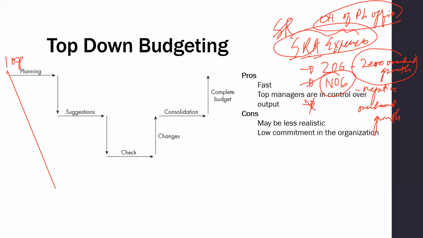Pag binigyan ka ng guidance na no, sasabihin sa'yo, o negative overhead growth kayo. So dapat mag-decrease ang overhead nyo. Sasabihin ko ilang percent, 2%. Decrease your overhead by 2%. Yan ang budget na isasabit namin should never be equal to last year. So it should be 2% lower. Kasi NOG ang binigay sa amin guidance. So that's one example of top-down budgeting. Okay.